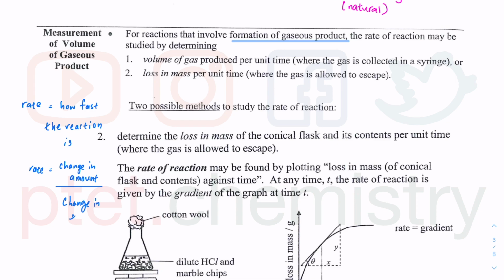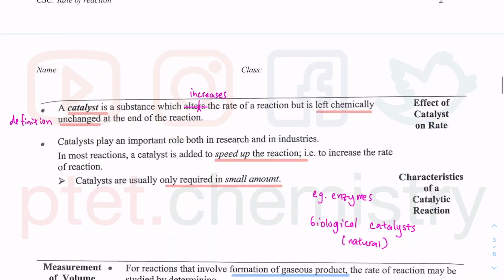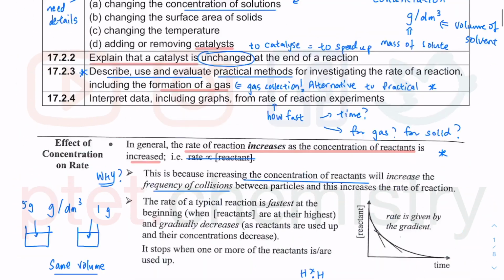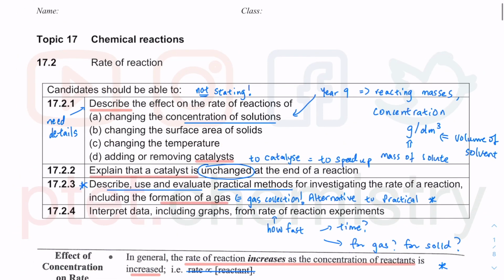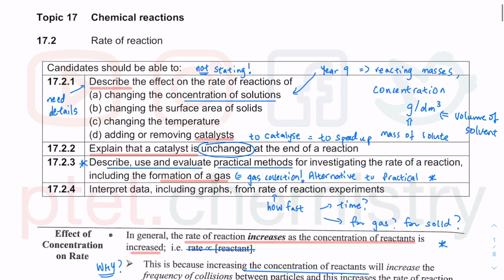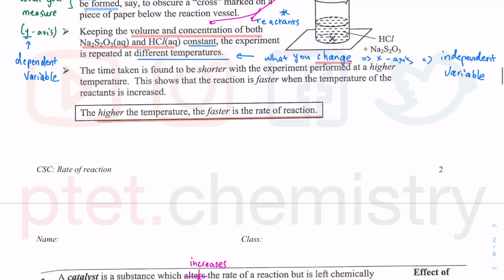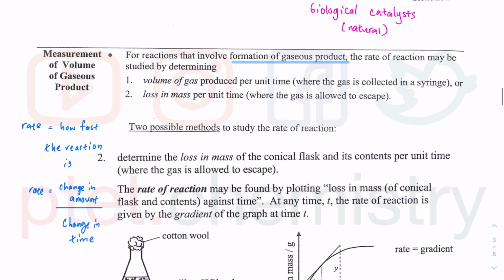So this was the bit in the syllabus where, at the very beginning of this topic, the learning objective said candidates should be able to interpret data, including graphs from rate of reaction experiments, as well as thinking about practical methods to investigate rate of reaction, especially when you form a gas. So we're going to be talking about gas collection, but there will be a second bit that we'll talk about later. I've decided to talk about the loss in mass first.